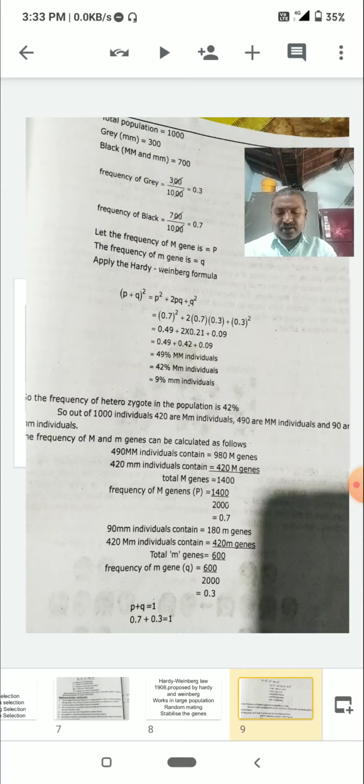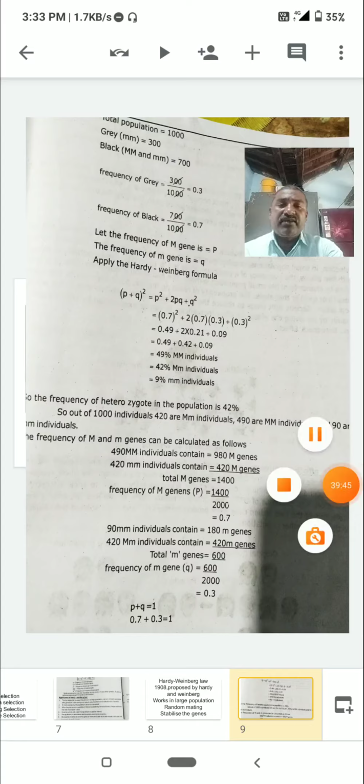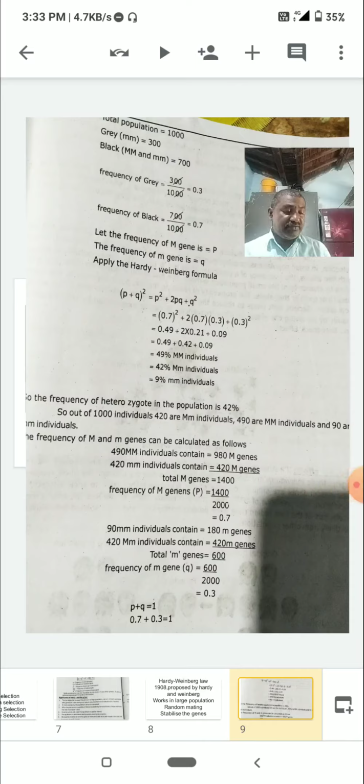Okay. So, here nature selects. Whichever character is useful to the organism, only then can it be selected, otherwise it may not be selected. So, this is about the Hardy-Weinberg law.